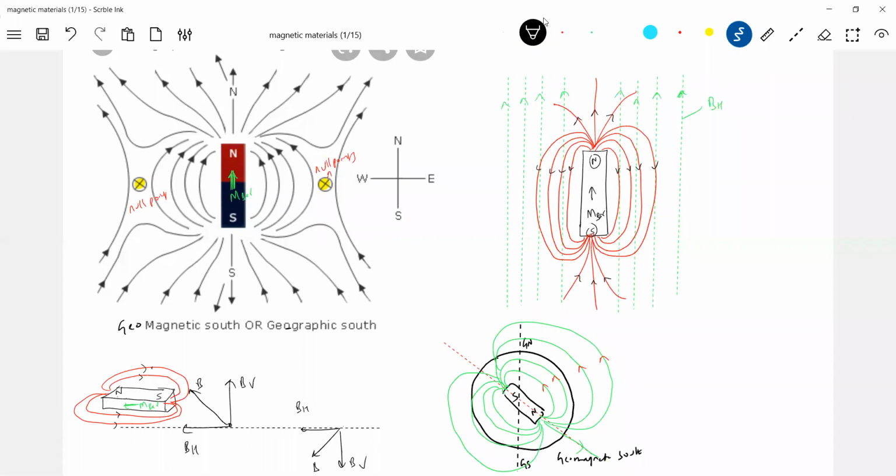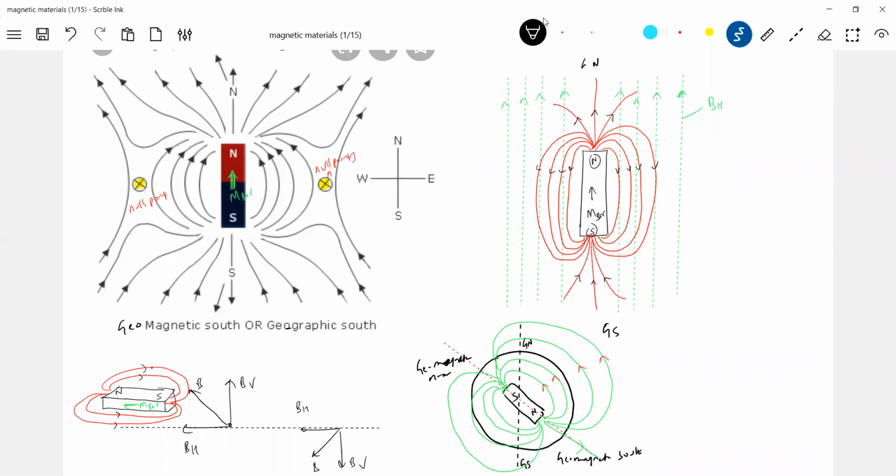So what is this? This will become geomagnetic south, though the north pole is there. Is it okay? And this is geographic north. Okay, that green color line is what? BH. So once again, what we should call this will be geographic south, GS, and this will be GN.